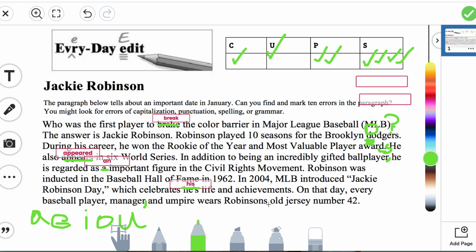Then we need to add an apostrophe. Wears Robinson's old jersey. So add the apostrophe between the N and the S because the apostrophe shows ownership, meaning the jersey number belonged to Robinson. Ownership means like it belongs to someone. So the job of the apostrophe is to show ownership when something belongs to someone, like a possession. So we need to add 2 check marks, the comma after manager and the apostrophe after the N, in between the N and the S for Robinson.